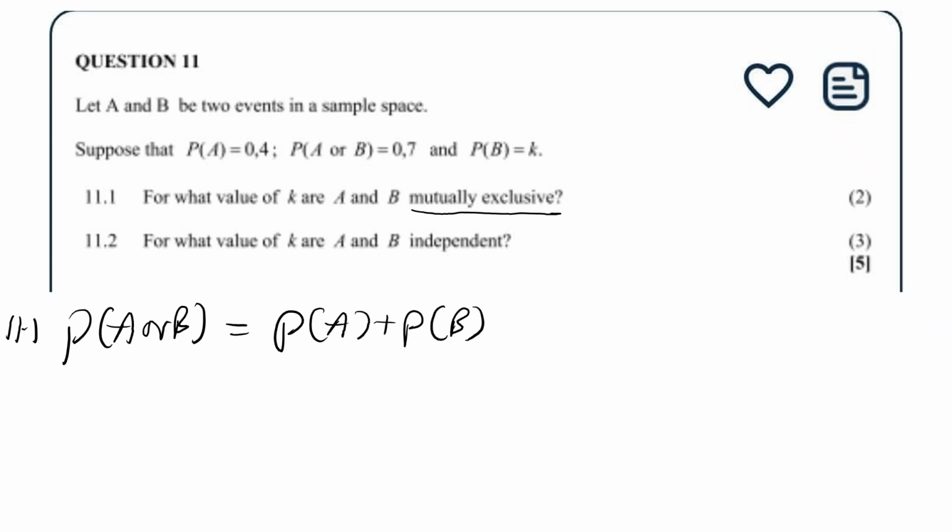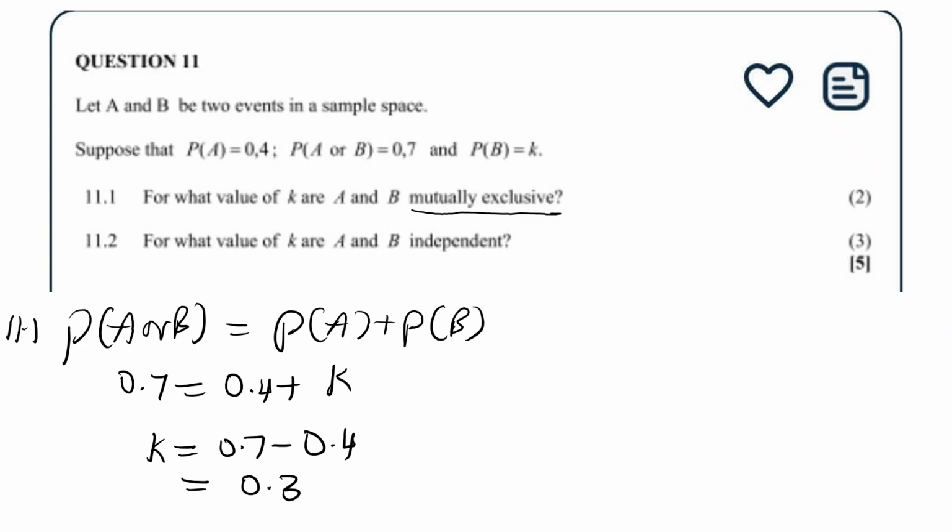Right. We're given that probability of A or B is 0.7, and probability of A is 0,4 plus probability of B, which is K. Therefore K is equal to 0.7 minus 0.4, which is equal to 0.3. Very good.